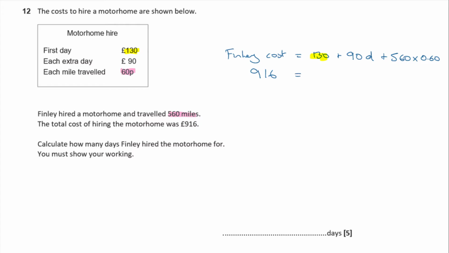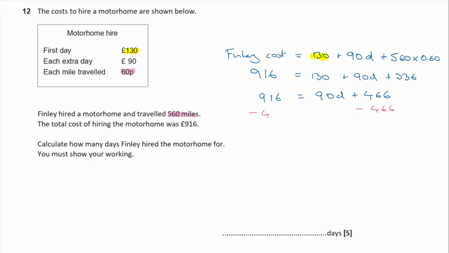So let's just tidy up what we've got. We've got the 130 plus the 90d. What is 560 times 0.6? So 560 times 0.6 comes out to be £336. So adding our two amounts together, the 336 and the 130, that comes to 90d plus £466, and that is equal to 916.